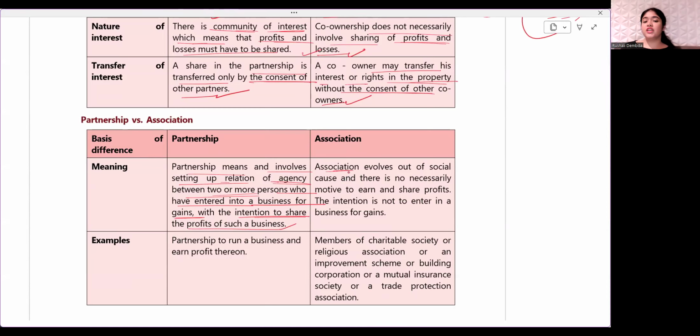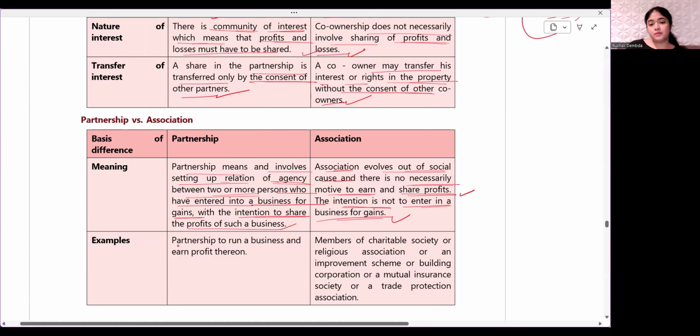Association. Association evolves out of a social cause, and there is not necessarily a motive to earn and share the profits. The intention is not to enter into a business or a gain. They are not intending to make a profit. They are not intending to do business. It can be of anything. Two people come together for a project to happen, so that is also a normal thing. That is also an association. That is not considered as partnership.